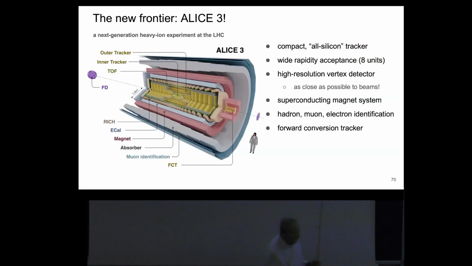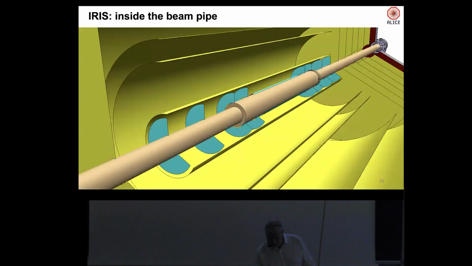But the new frontier is what we call ALICE 3, which is essentially a new experiment, a new apparatus. It is a compact all-silicon tracker with a wide rapidity acceptance, a high-resolution vertex detector, a new superconducting magnet system, hadron, muon, and electron identification, and we also plan to have a forward conversion tracker.